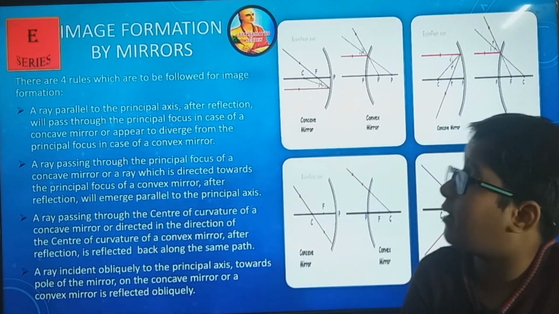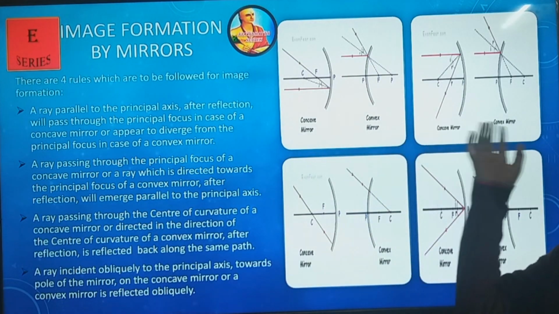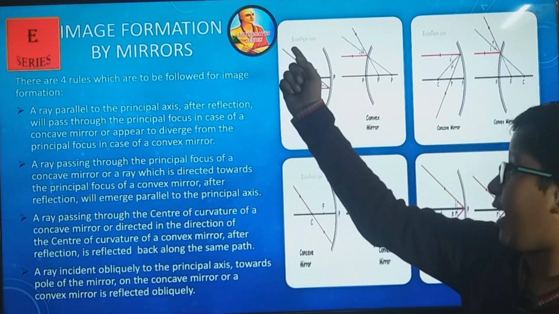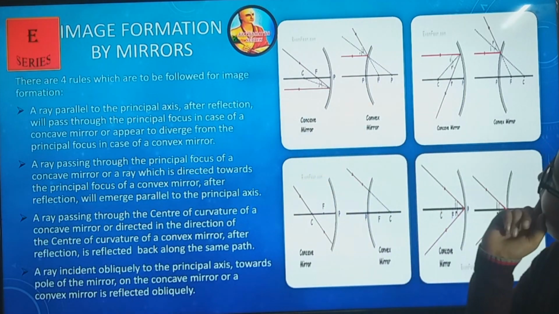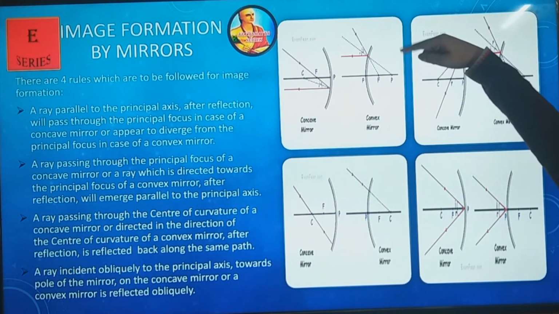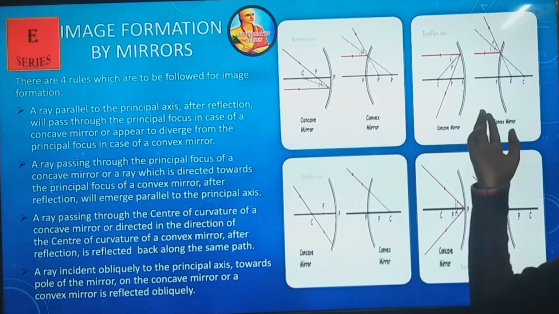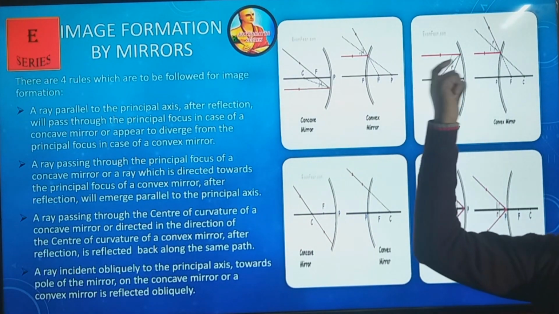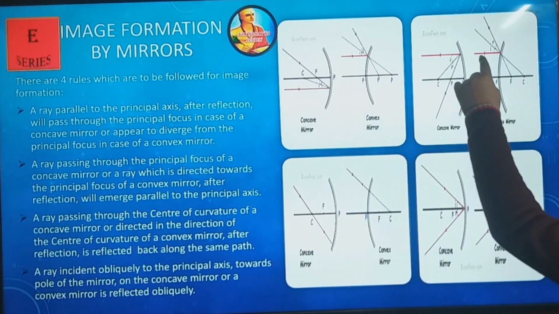Now let's see the ray diagrams. But before moving on, here you can see how this image proves the rule: the light comes parallel to the principal axis, passes through the focus. In the convex mirror, the ray is directed towards the focus and becomes parallel.